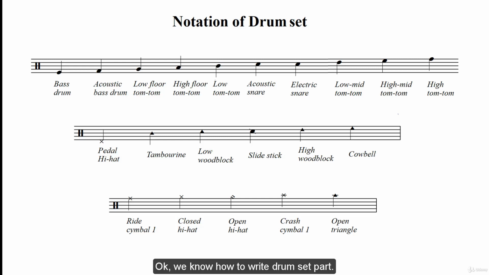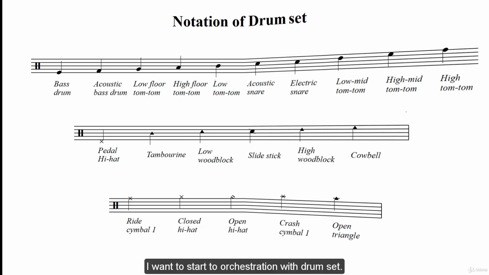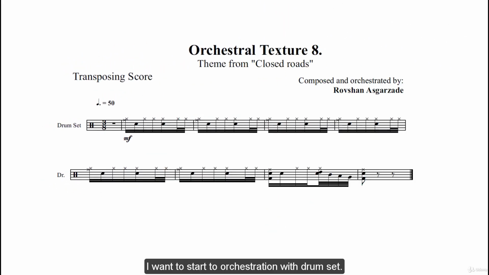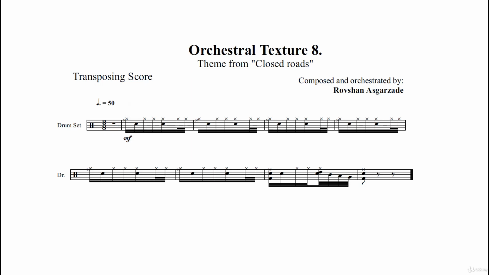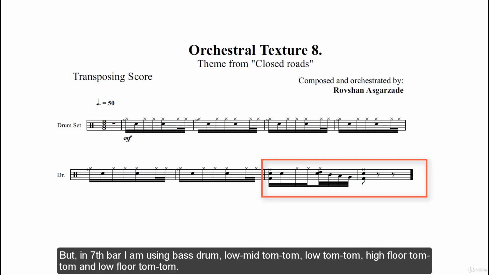Okay, we know how to write the drum set part. Let's start the orchestration. I want to start with the drum set. So the rhythm starts with closed hi-hat and with ride cymbal. Second stroke is on the snare drum. But in the seventh bar I'm using bass drum, low mid tom-tom, low tom-tom, high floor tom-tom and low floor tom-tom.